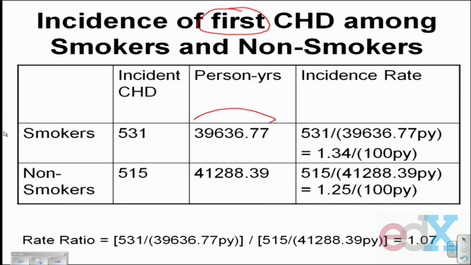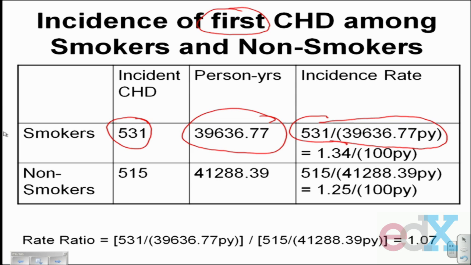We would observe 39,636.77 person years of observation, almost 40,000 person years of observation from those smokers. During that person years of follow-up, 531 of those smokers developed coronary heart disease. We can calculate the incidence rate, as we've done previously in this class. Divide the 531 by the 39,636.77 person years, and we calculate an incidence rate of developing coronary heart disease of 1.34 cases for every 100 person years of follow-up.